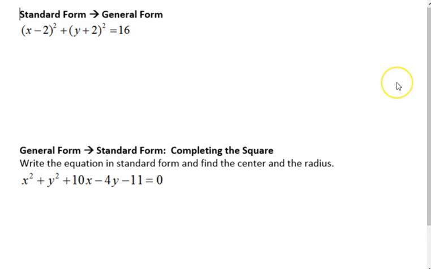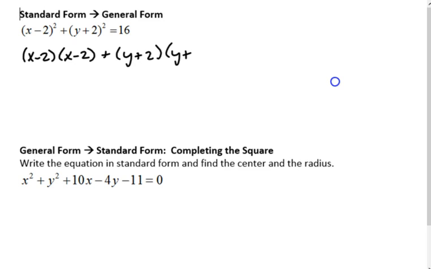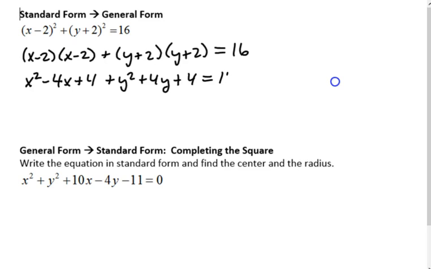We're going to look at doing some algebra with these equations. The first thing we want to do is go from standard form to general form, which basically just means multiplying out these parentheses. So this is x minus 2 times x minus 2 plus y plus 2 times y plus 2 equals 16. So multiplying this out, I would get x squared minus 4x plus 4 plus y squared plus 4y plus 4 equals 16.